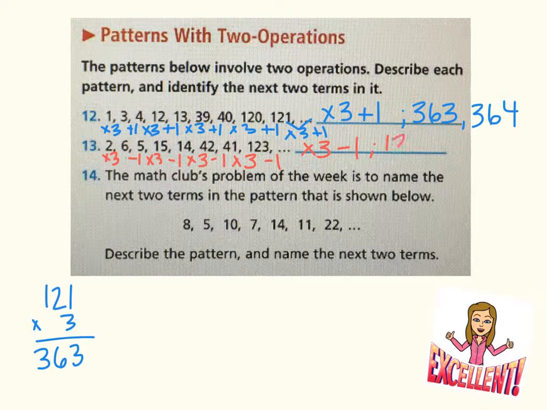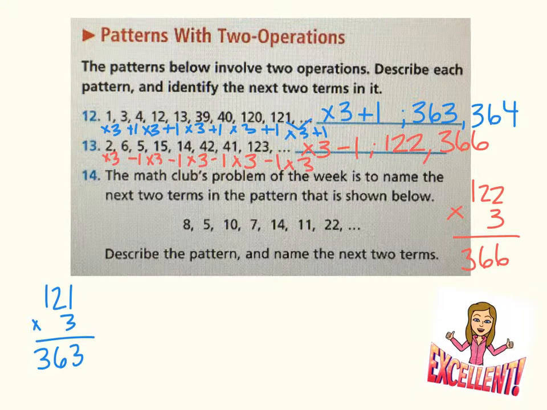So that would be 122 for the next term. And then I'd have to do times 3, 122 times 3, to get the last term. 3 times 2 is 6, 3 times 2 is 6, and 3 times 1 is 3. All right, so I found the next two terms. Yay! At this point, I'd like you to pause the video and try number 14. I won't be checking it as part of your ticket, but I'd like you to get a little independent here and try it on your own.